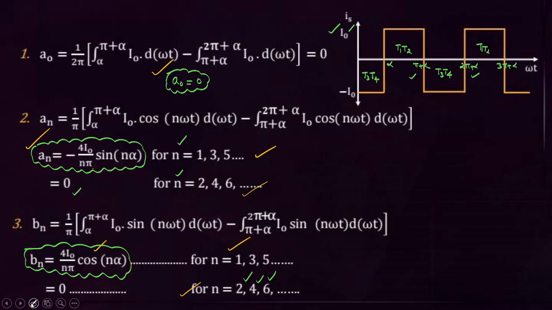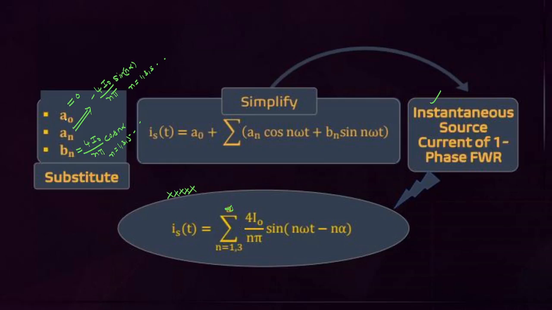Once you know A0, An and Bn values, you have to substitute them in the instantaneous current expression and simplify that. We can get the source current. The source current expression is summation n equal to 1, 3, 5 up to infinity, 4 I naught by n pi, sin of n omega t minus n alpha. Sometimes in the GATE exam, this equation, the direct formula, we can expect. This is the instantaneous source current formula.